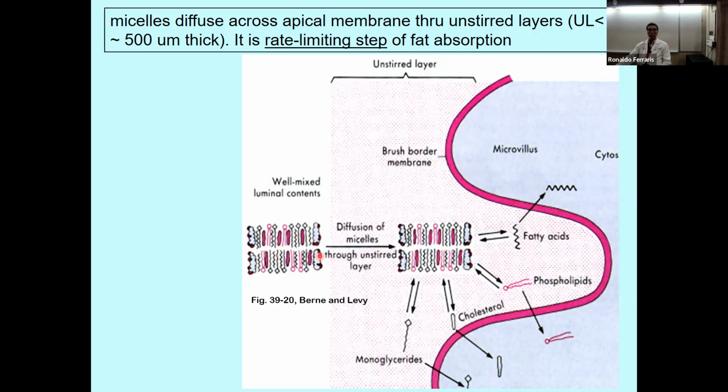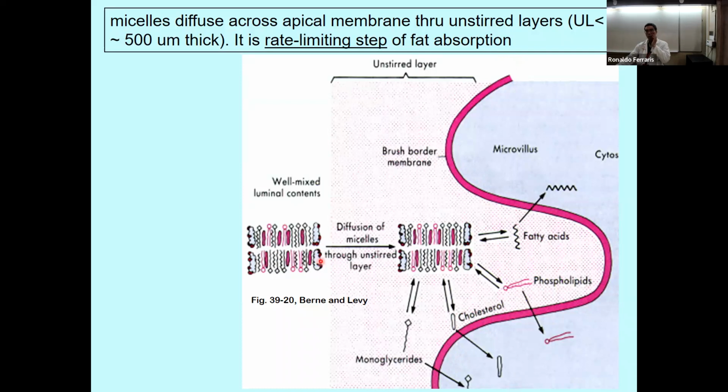So what do micelles do? The micelles can penetrate the unstirred layer, because remember, their surface is hydrophilic. So they bring the fat digestion products close to the lipid bilayer, and because the lipid bilayer is hydrophobic and these fat digestion products are hydrophobic, they can merely diffuse through.